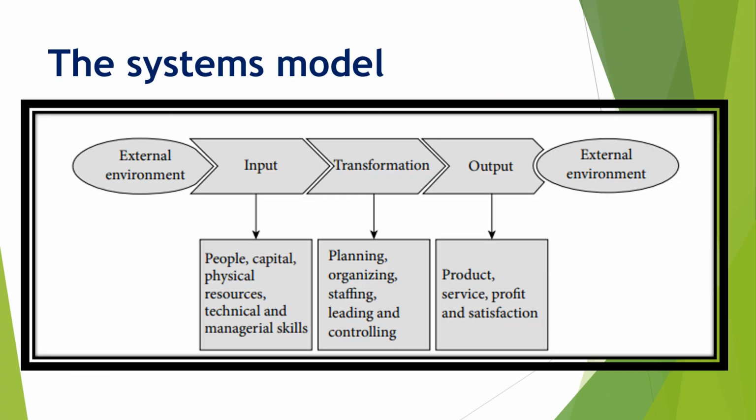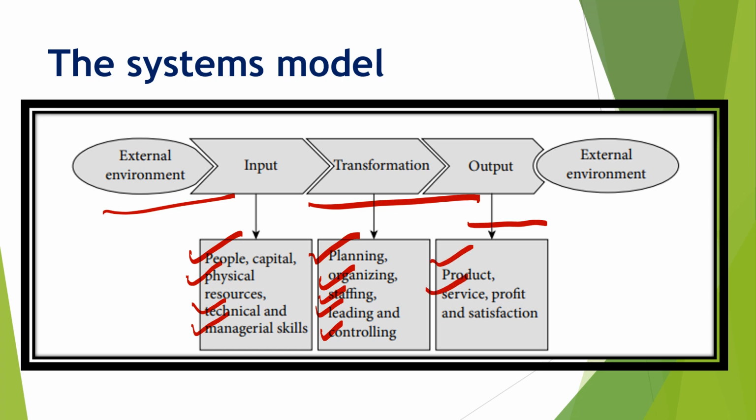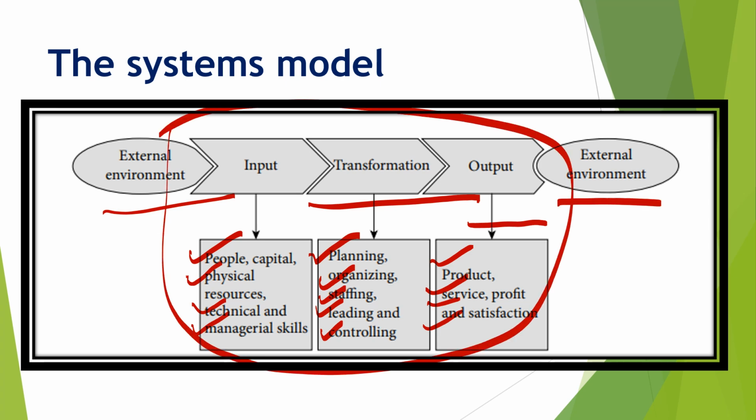In systems approach, input from the external environment may include people, capital, physical resources, technical and managerial skills. The transformation of the inputs into the output is done through managerial functions such as planning, organizing, staffing, directing and controlling. Then comes the output. Finally, the output to the environment can be in the form of product, service, profit and satisfaction of the various stakeholders. So this is all about the systems model where the organization is working in response to the external environment.